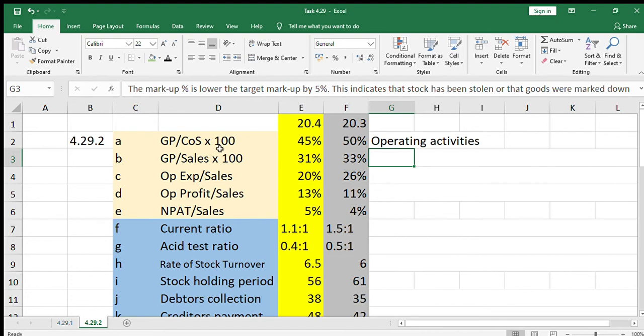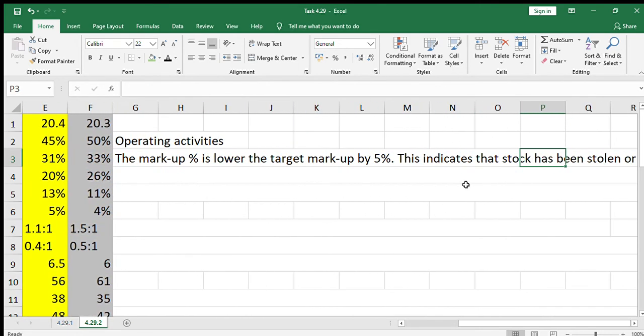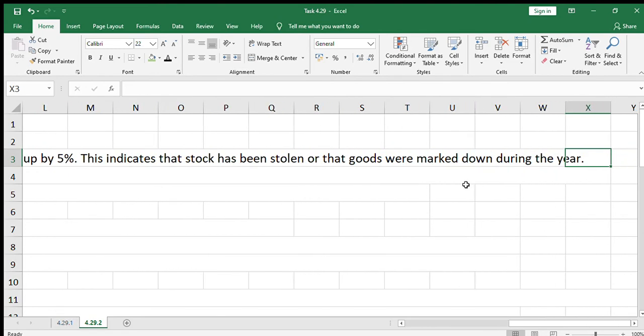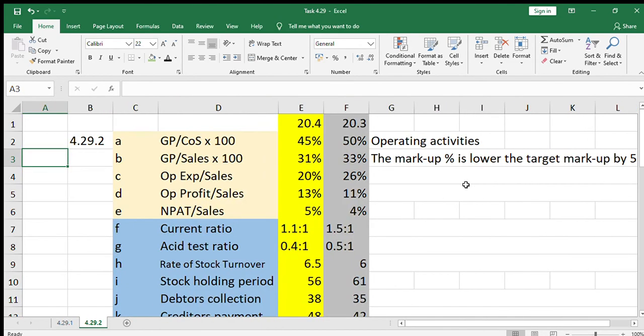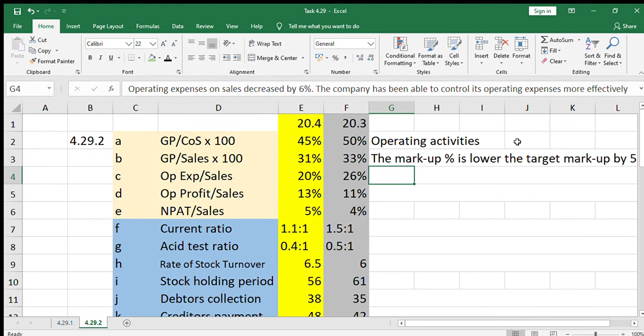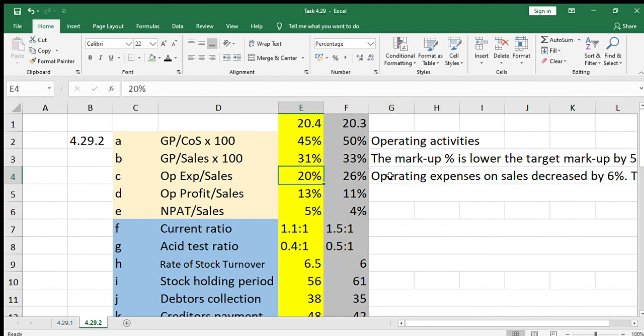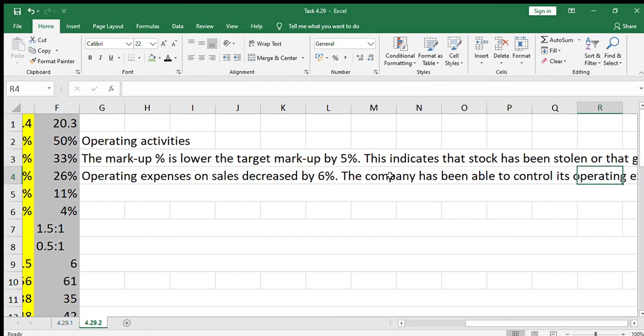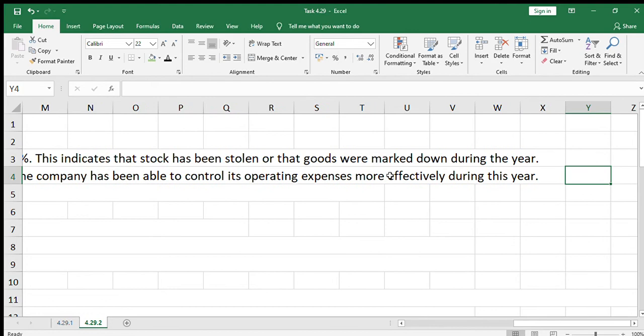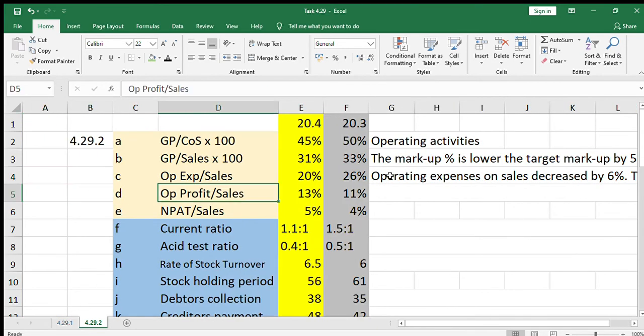Okay, so the first thing is that there was a problem with the markup. The markup percentage is lower than the target markup by 5%. This indicates that stock has been stolen or that goods were marked down during the year. Okay, then operating expenses on sales decreased by 6%. It was 26% and it has now become 20%. Now this is actually good. The company has been able to control its operating expenses more effectively during this year. So it's good that that has decreased.